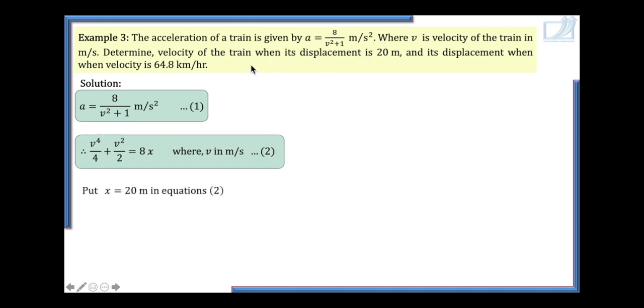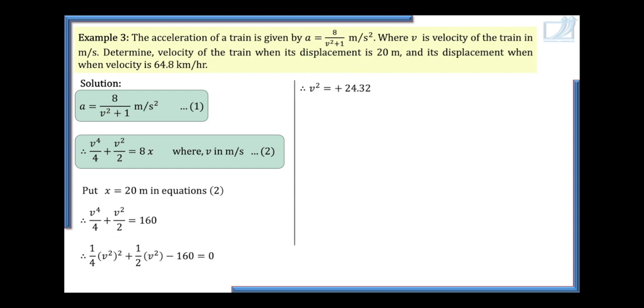Put x is equal to 20. Now watch here. Fourth degree equation it is. I have just written this statement in the form of a quadratic equation ax squared plus bx plus c equal to 0. But here x means v squared. So if you consider it as a quadratic equation, you will get two values of x. Those will be two values of v squared. So v squared is equal to 24.32 and v squared is equal to minus 26.32. So this is how the calculator will give you two answers.